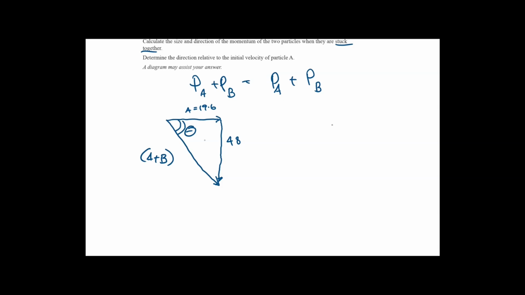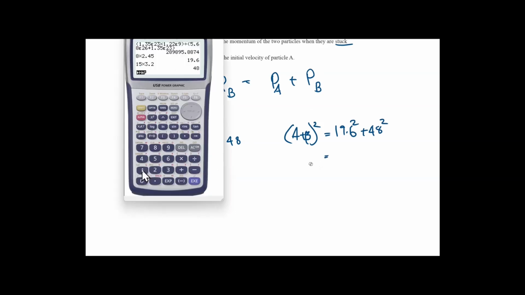So how are we going to do that? Well, the first thing we're going to note is that this is a right angle triangle. So this side here, we'll call it A plus B. So A plus B squared is going to be equal to 19.6 squared plus 48 squared. And we grab our calculators for this.